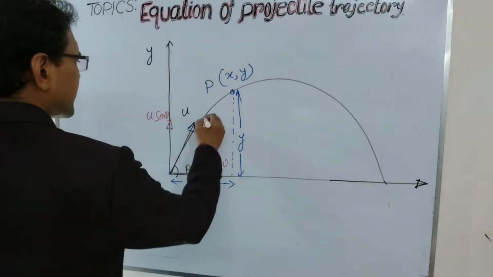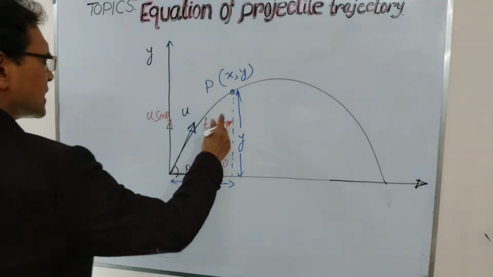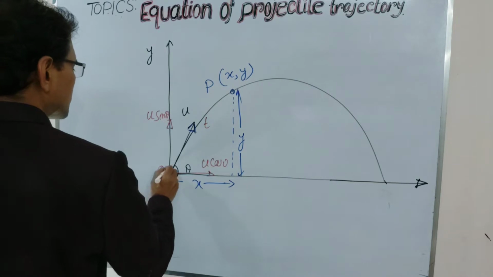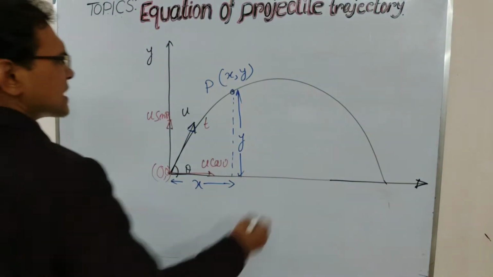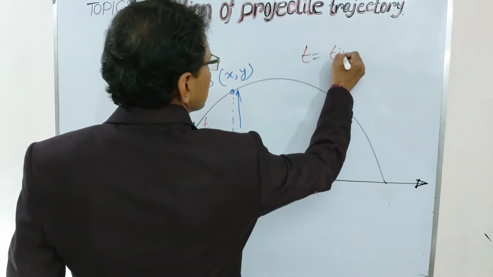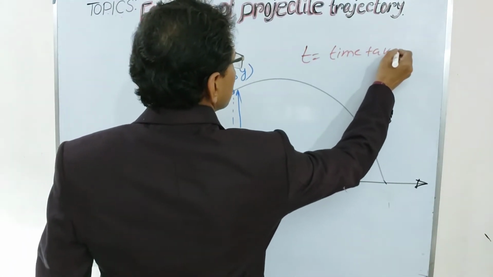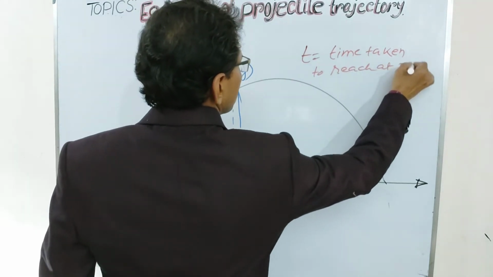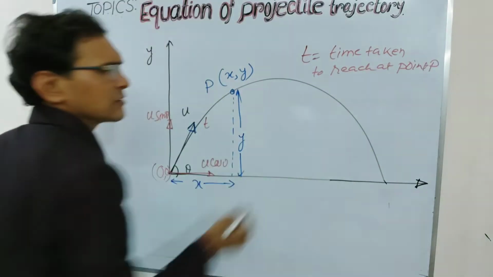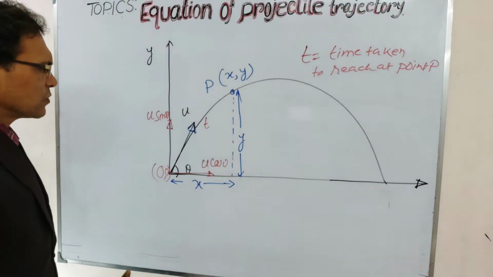Now let the time taken for the particle to reach from the point of projection to that point be t. t is the time taken to reach point P.